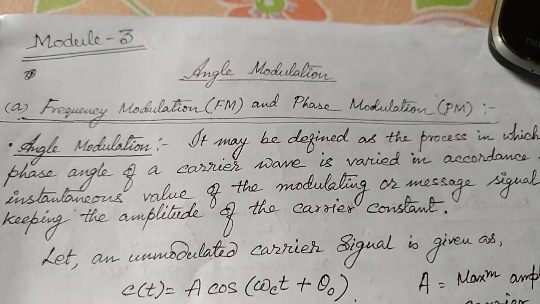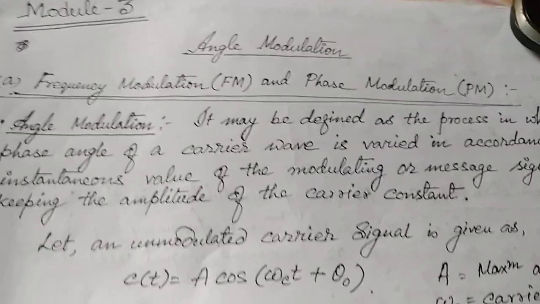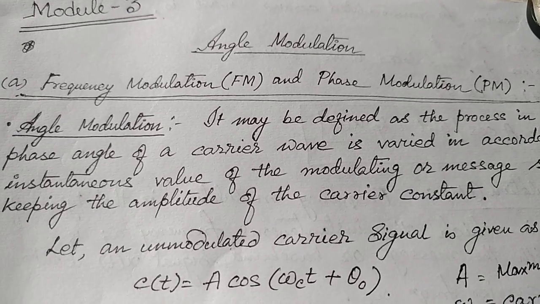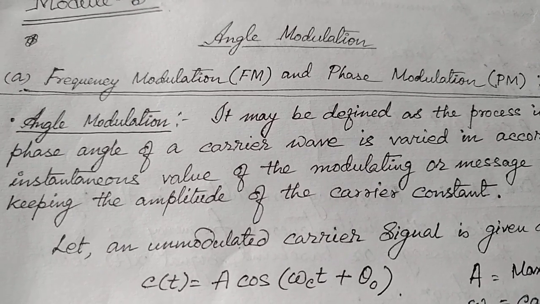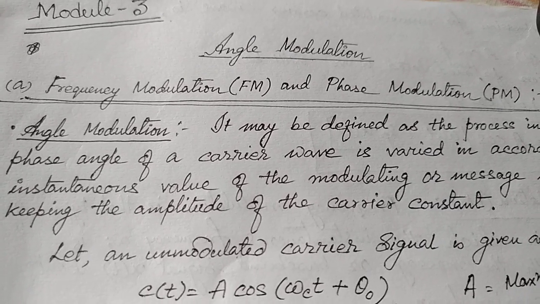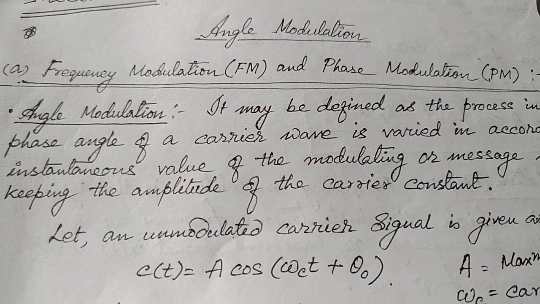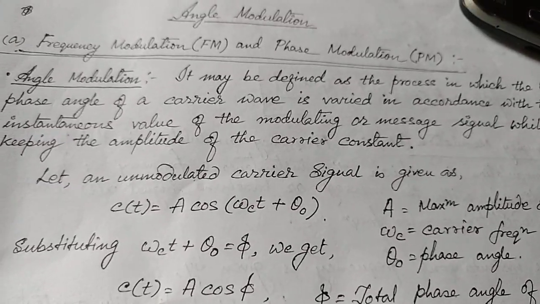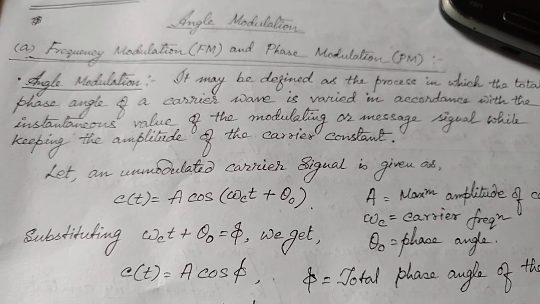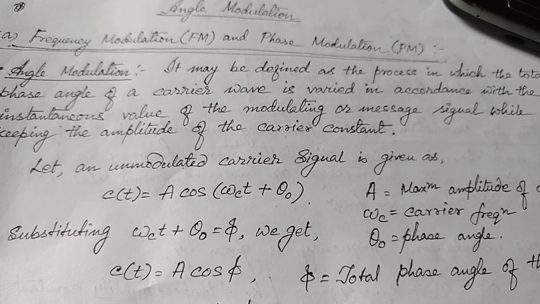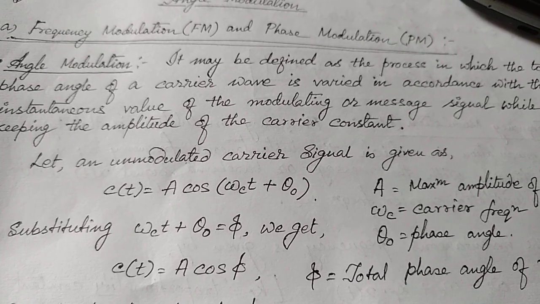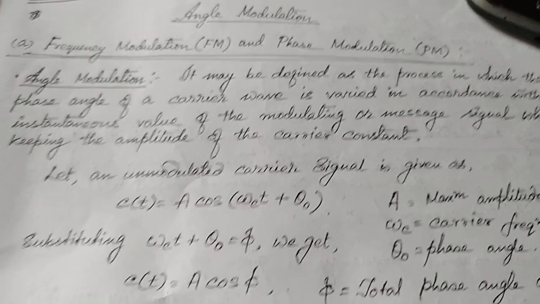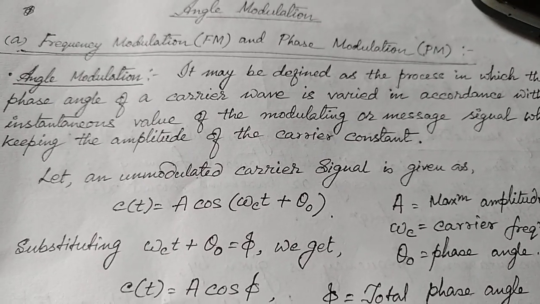So let's start. Angle modulation. What is angle modulation? We have already studied AM, that is amplitude modulation, and angle modulation means frequency and phase modulation, FM and PM. It can be defined as the process in which the total phase angle of a carrier wave is varied in accordance with the instantaneous value of the message signal. But in that case, the amplitude of the carrier signal in both FM and PM should be constant.